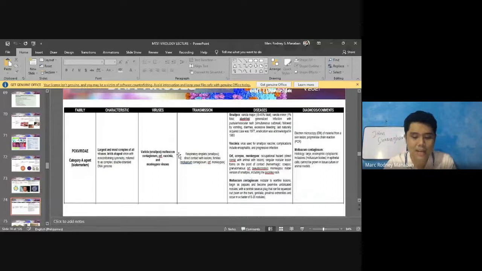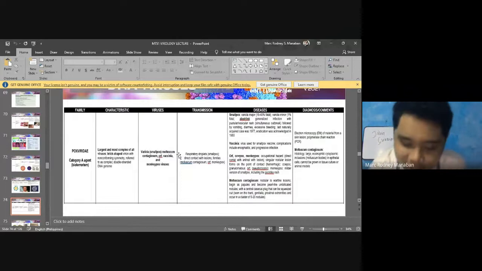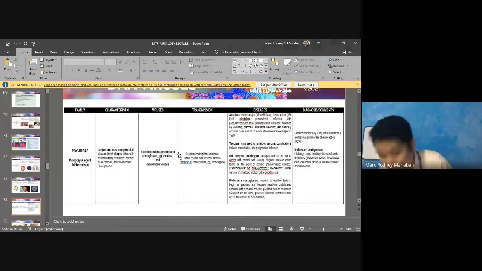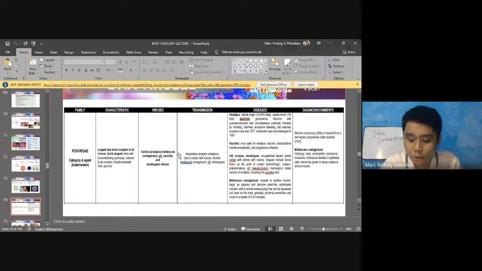And the last family for your DNA virus. Okay. So, your Poxviridae, of course, it's the largest and the most complex among all your viruses. Alright. So your Poxviridae, again, the viruses na ilahang ginakos are, of course, your smallpox, variola, molluscum contagiosum, the ORF, vaccinia, and also monkeypox.